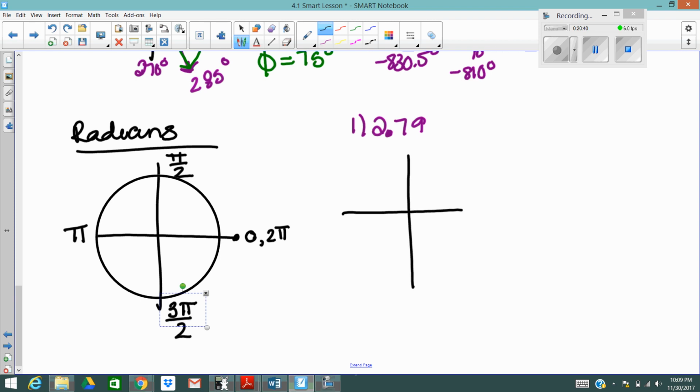So if we break out our axes, this is 0 radians, this is pi over 2 radians, right? Which is about 1.72. And this is pi radians, which is about 3.14, etc.